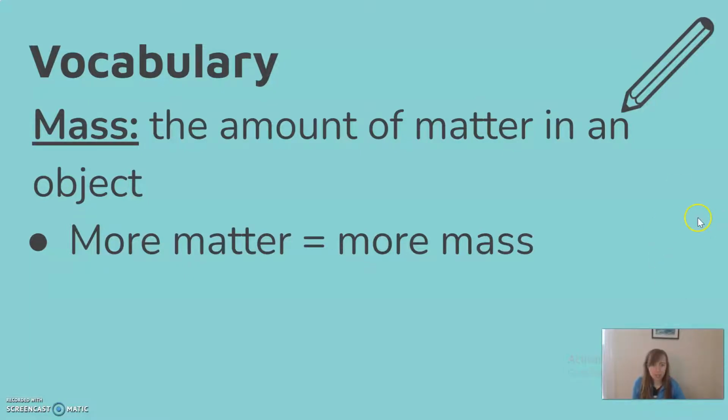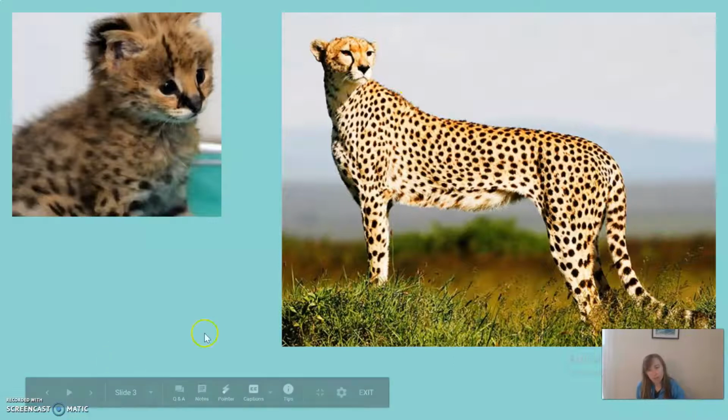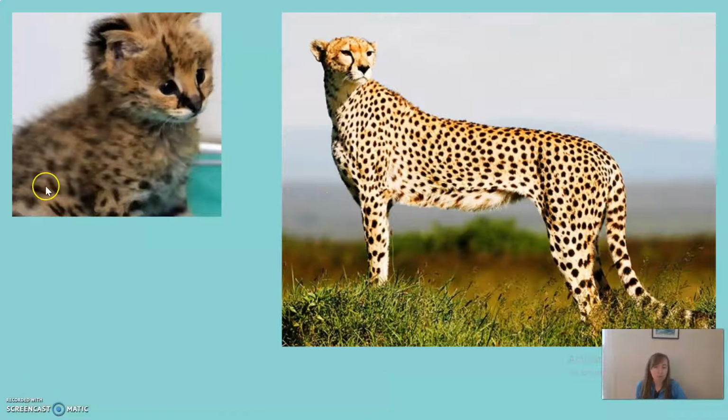All right. So this is an easy example here. Which one of these has more mass? Is it the little kitten cheetah or is it the full-grown cheetah? We can assume that these are both the same density, right? So they have the same number of molecules in each part of them. So because this cheetah is so much bigger than the kitten, the cheetah has more mass, and we can be pretty sure about that.